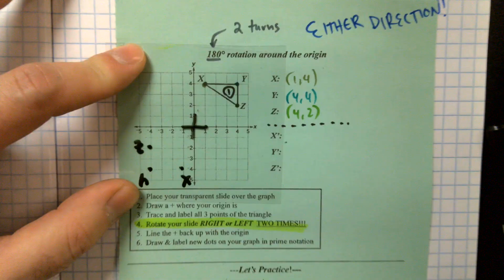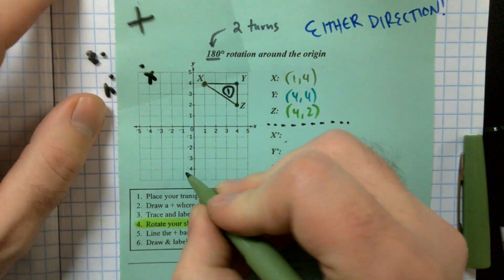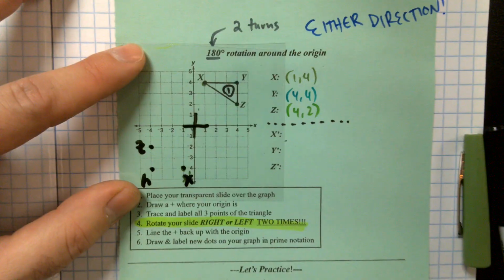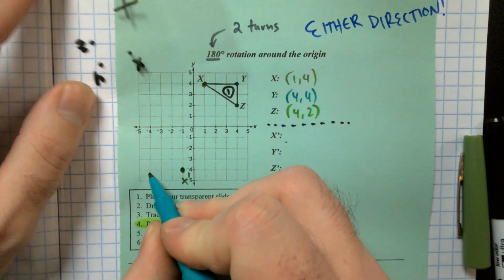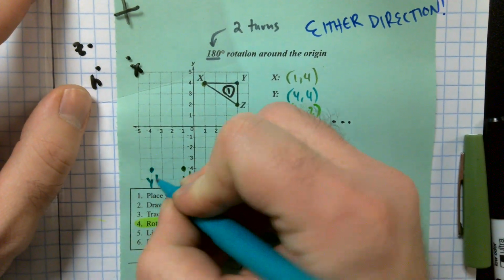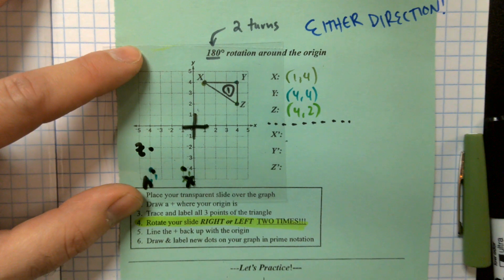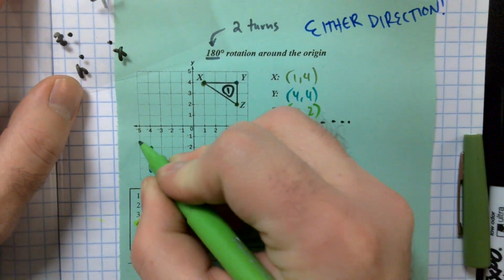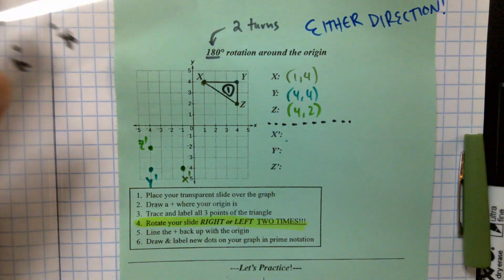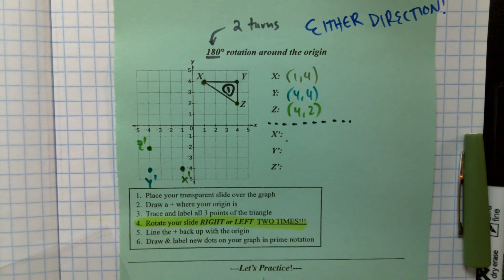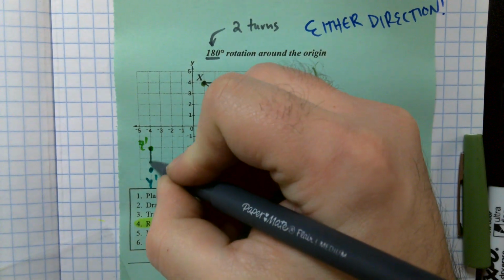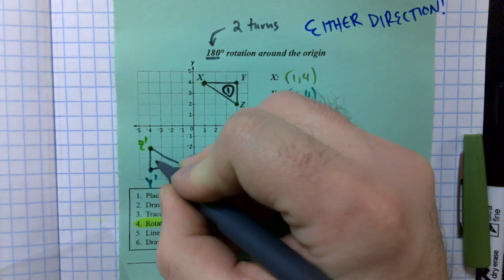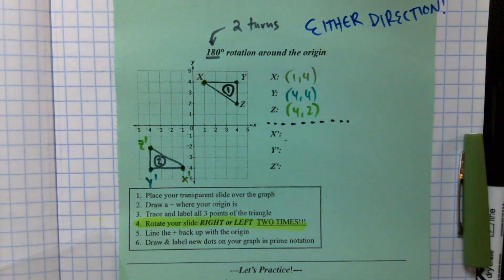I'm going to hover over point X and make a dot, X prime. Bring it back. Hover over Y, make a dot, Y prime. Bring it back. Hover over point Z, make a dot, label it Z prime, and connect my dots together with a 2 in the middle.